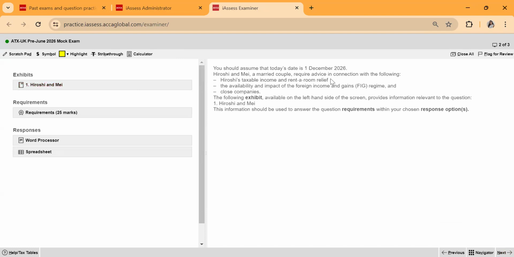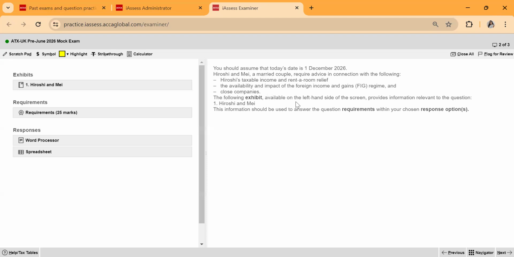Hiroshi and May, a married couple, so there can be a tax planning from the marriage point of view as well, and spouse exemption, spouse criterias. They should instantly come to your mind when you see a married couple is there. Okay, and require advice in connection with the following: with Hiroshi's taxable income and rent a room relief, with the availability and impact of FIG scheme that we have already covered, and the same we have to discuss here, and close companies. I've told you that FIG scheme is going to be there in your exam. So you have to be absolutely having a hold of it. Okay, now, and close companies. So, close companies, we have to see the relationships and all.